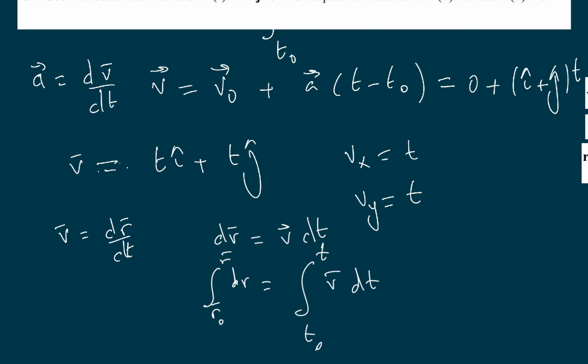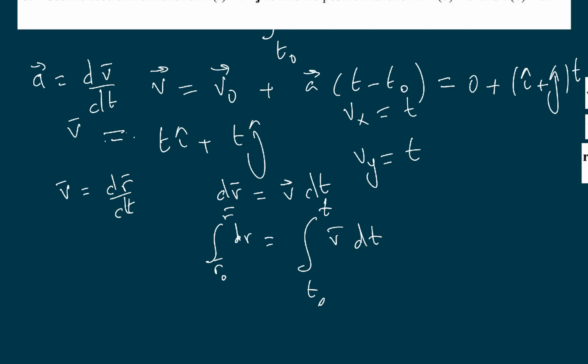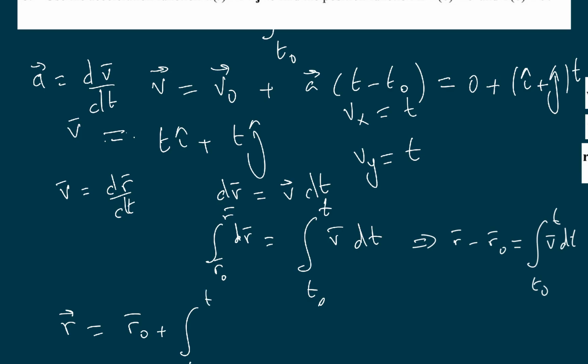And now we have to do this calculation. The integral of the vector dr is r minus r0. And r minus r0 is the integral of v dt from t0 to t. So the vector r is the vector r0 plus the integral from t0 to t of v dt. Let's go to plug in numbers.